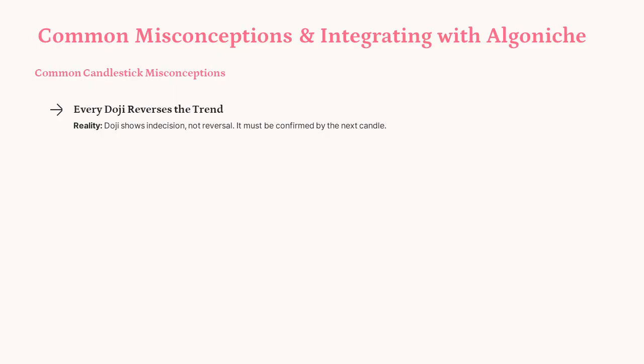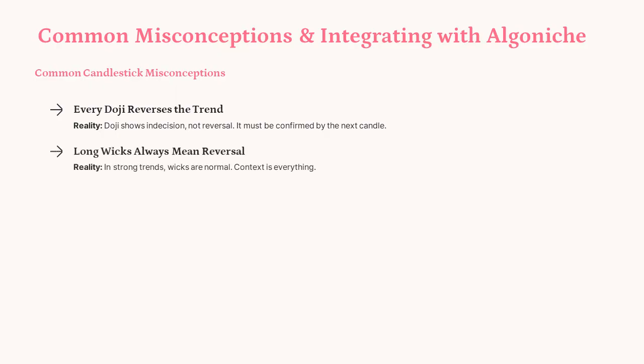A doji shows indecision. Nothing more, nothing less. It tells you that neither buyers nor sellers won the battle. But indecision does not guarantee reversal. The market could continue in the same direction after a brief pause. The only way to know is to wait for the next candle. If the next candle closes in the opposite direction of the prior trend, then you have a potential reversal. The doji alone is not enough.